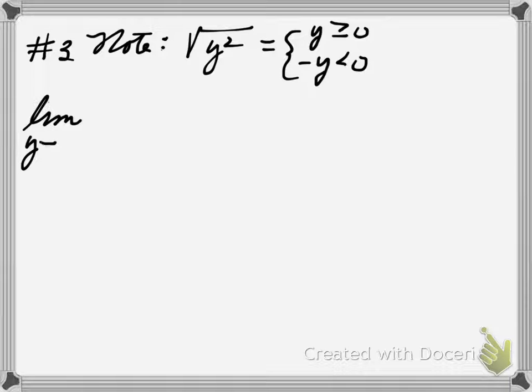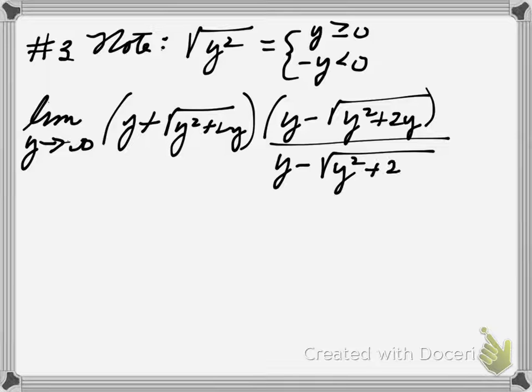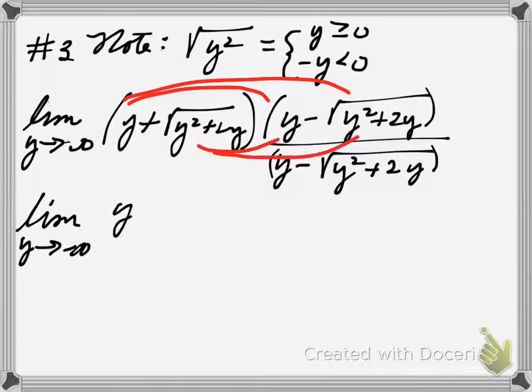Now, as we're looking at the limit as y approaches negative infinity, I'm just going to rationalize the numerator. I'm going to multiply the numerator by the conjugate, and I'm going to multiply the denominator by the conjugate. When we go through and do all of the FOILing, first, outside, inside, last, what you end up with for the numerator is y squared minus y squared plus 2y.